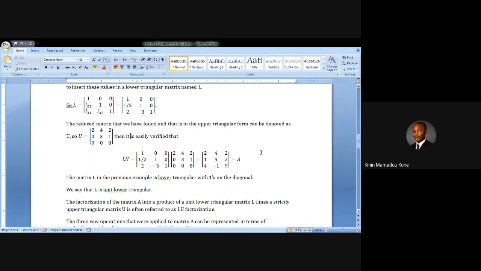So the matrix L in the previous example is a lower triangular matrix with 1 on the diagonals, so we say that L is unit lower triangular. The factorization of the matrix A into a product of a unit lower triangular matrix L times an upper triangular matrix U is often referred to as the LU factorization.